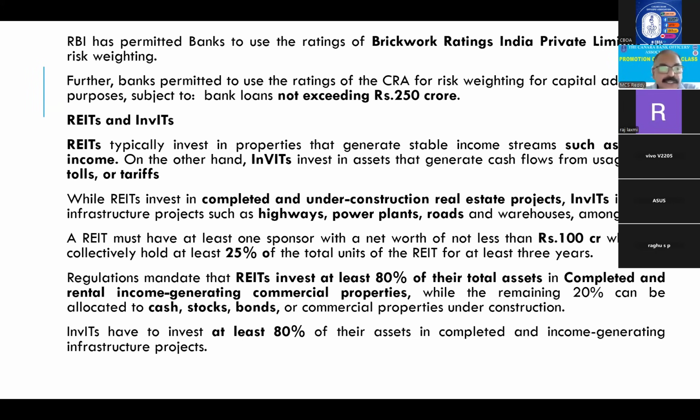And similarly, for infrastructure investment trust also, 80% of their assets, that means their loans, are in completed and income generating infrastructure projects only. Maximum 20% only they can give for uncompleted or ongoing project works. Up to 20% only they can give. So 80% of their loans are for completed projects which are giving income. Either infrastructure, that means toll they will be receiving, or in case of commercial real estate, rental income they will be getting. Right? This is another point.